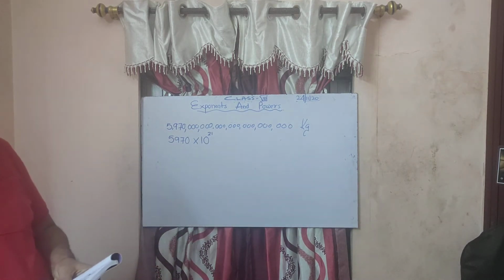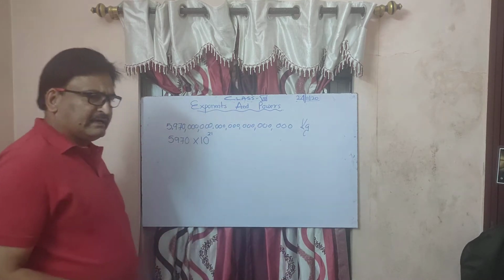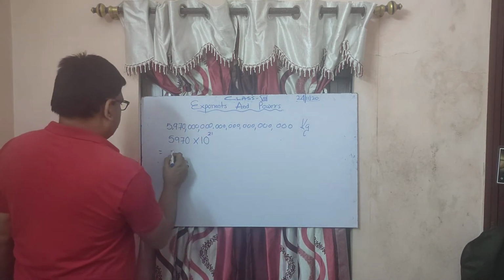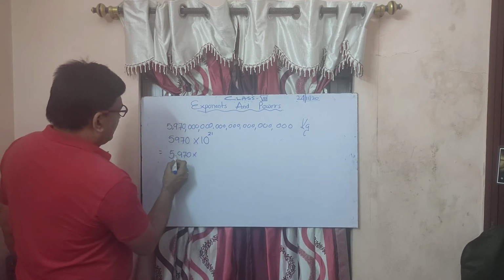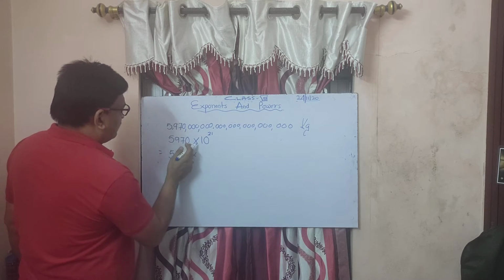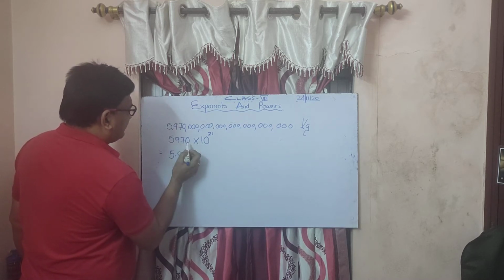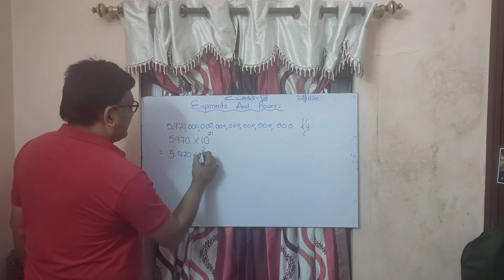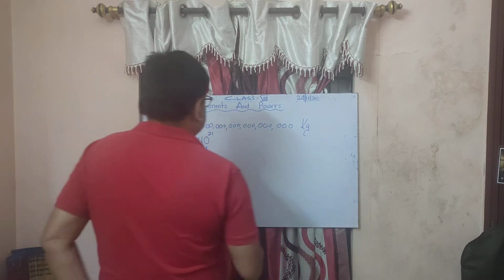So you can write how many zeros are there, no? You can write it like, or if you want to write 5.970, the point is, where is the point now? The point is moved 3 places, 1, 2, 3. So again 10 is there. So 3 places, add it. So it becomes 24.